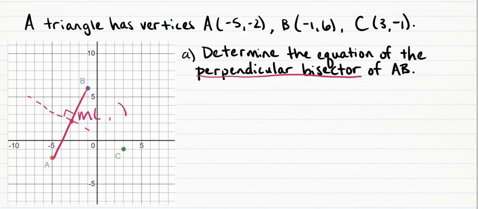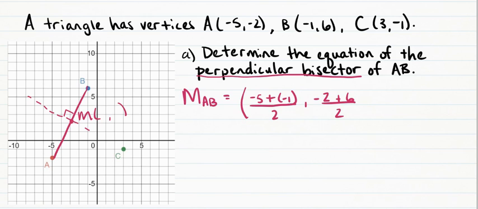So because this new line, the perpendicular bisector, is going to go through the midpoint, let's start by finding that midpoint. So we're going to find the midpoint of line segment AB. We take the average of the x coordinates, so here we have -5 plus -1 divided by 2. And the average of the y coordinates, which is -2 plus 6 divided by 2. And that gives us a midpoint of -3, 2. Okay, so we know that the midpoint is at -3, 2. And we've got it pretty close to there right now, so right here. So -3, 2.